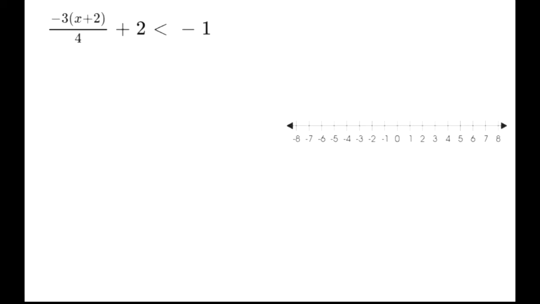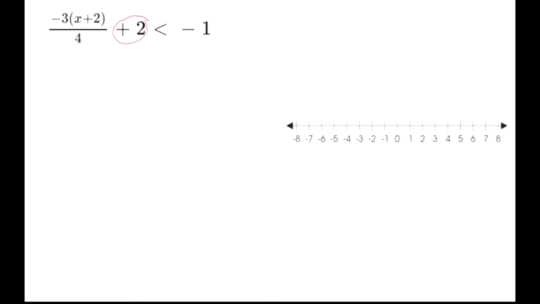In this last example, it looks a little more complicated. We've added some more layers to it. And the problem is negative 3 times the sum of x and 2, all divided by 4, plus 2, is less than negative 1. So we've got a lot of work with this one. So let's just start taking it apart layer by layer. The first layer that we need to take off is this right here. Okay, this plus 2 is on the outside of that grouping.